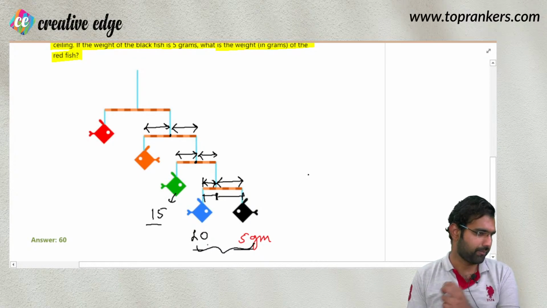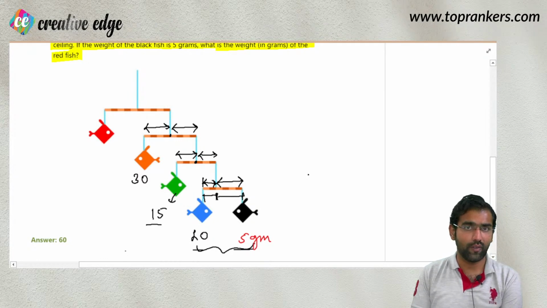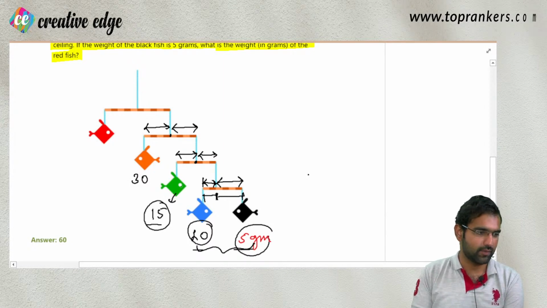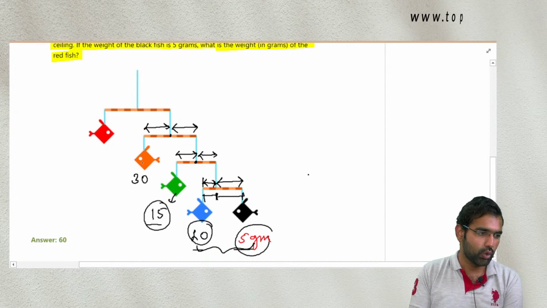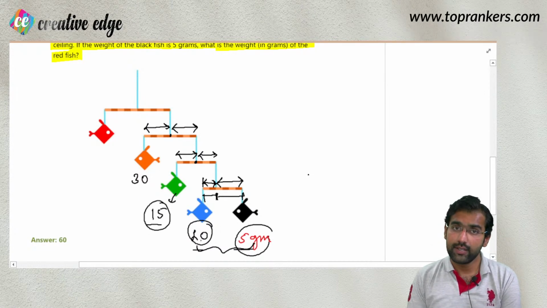20 plus 30. So this should also be having a weight 30. How or why did I say that? Because 15 plus 5 is 20, 20 plus 10 is 30. So if the total weight of all of these green ones is 30, then since the orange is balancing all of these, the orange fish's weight should also be 30.